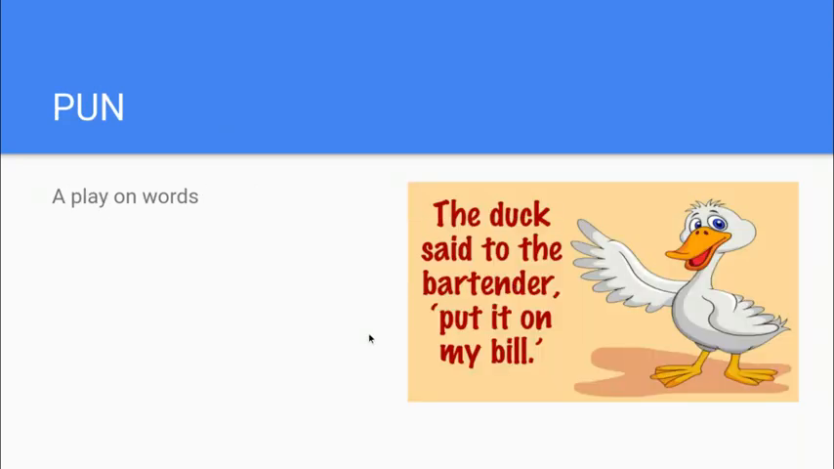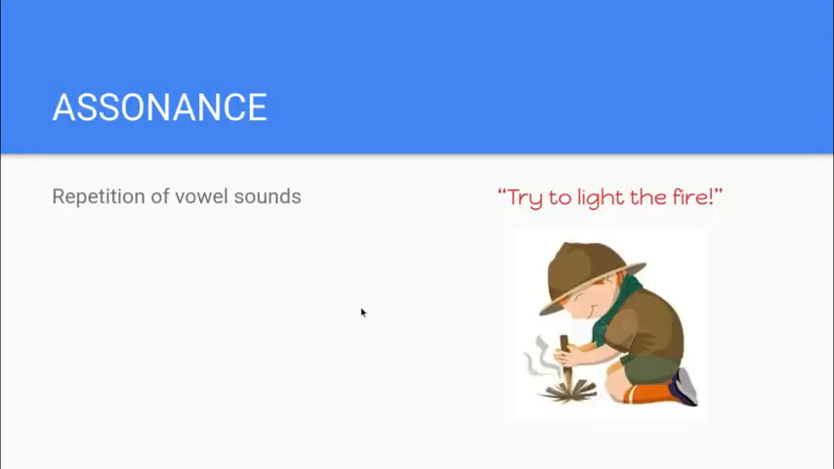Pun is a play on words. Oh my gosh, look at this little duck. So funny. The duck said to the bartender, put it on my bill. Get it? Bill. Assonance is similar to alliteration, but instead of repeating consonant sounds, you're repeating vowel sounds. So try to light the fire. Hopefully you're hearing that hard I sound.